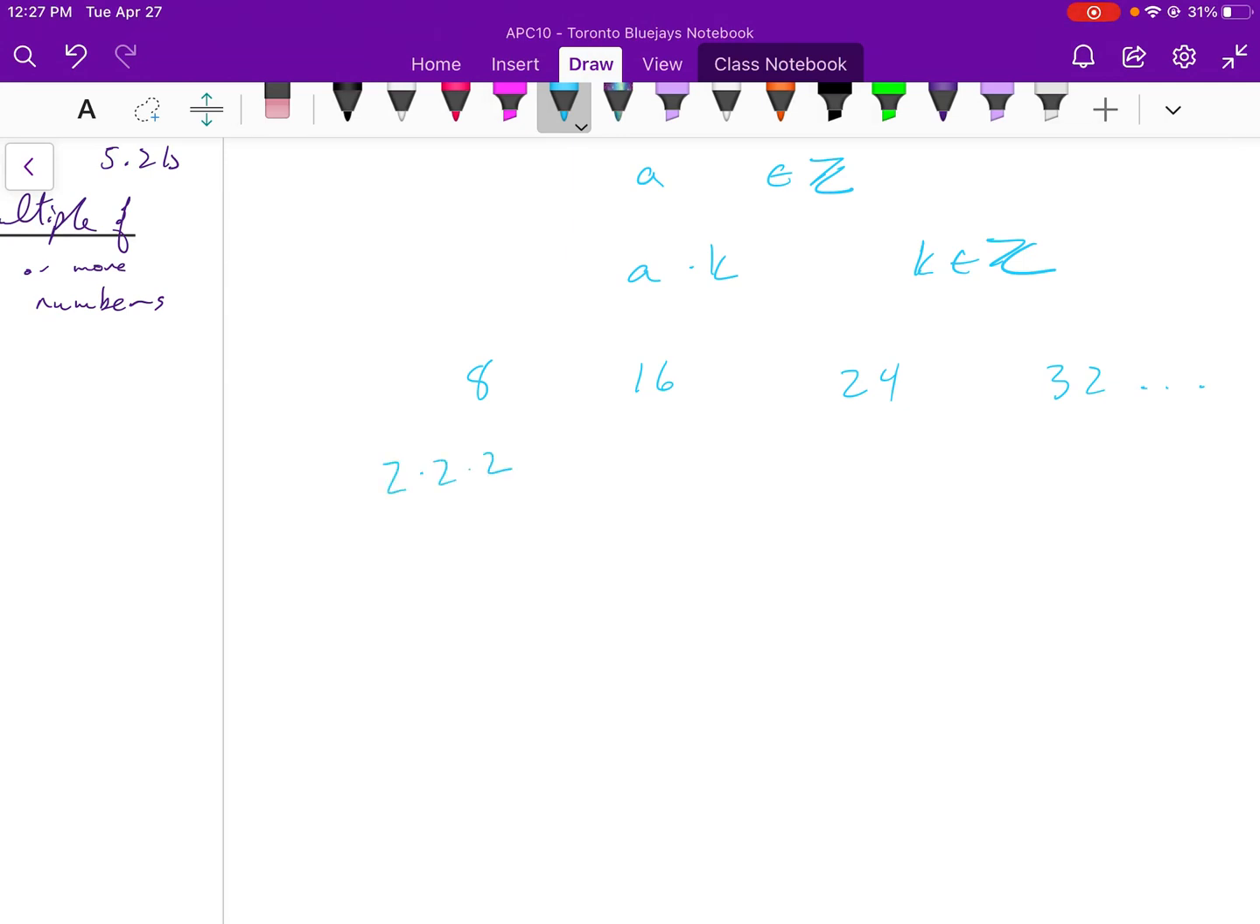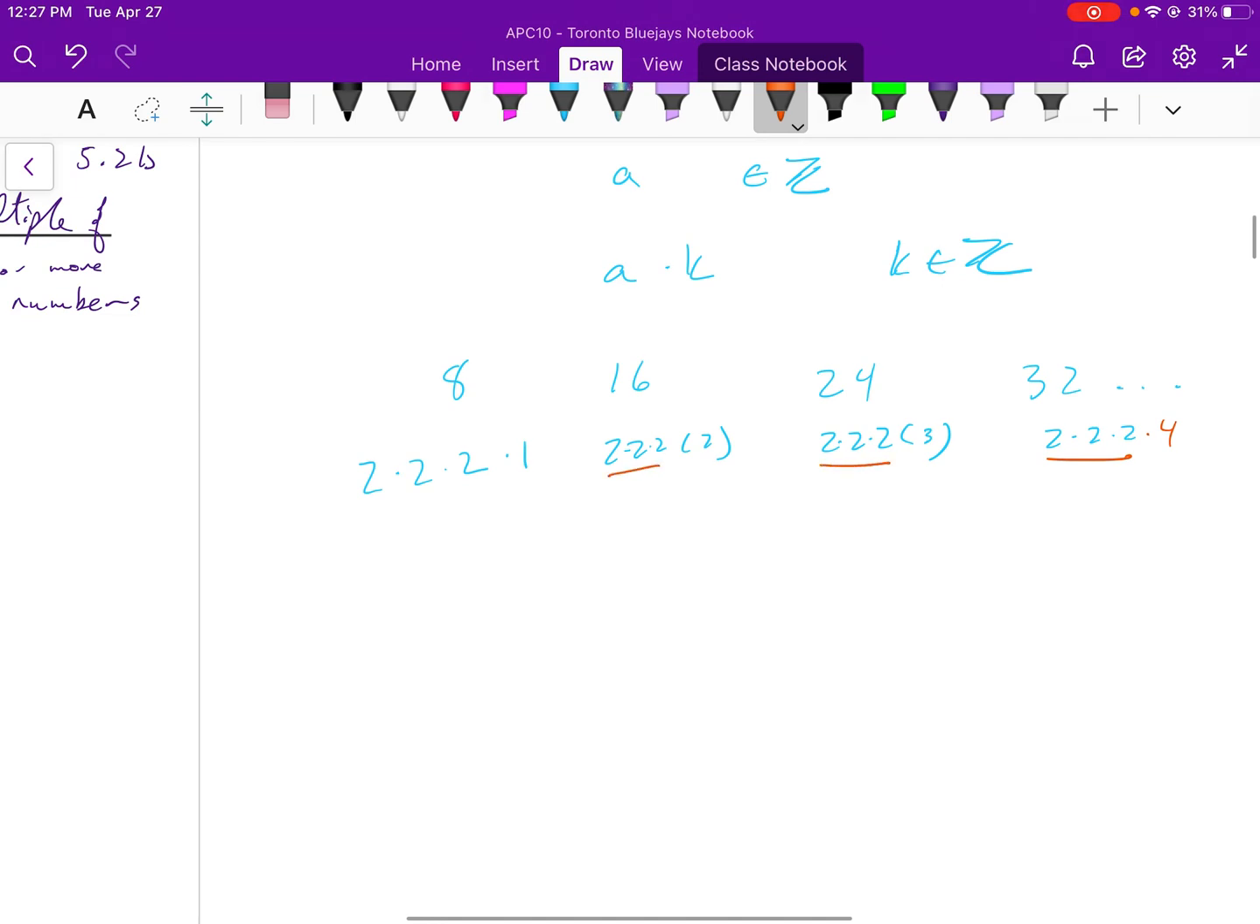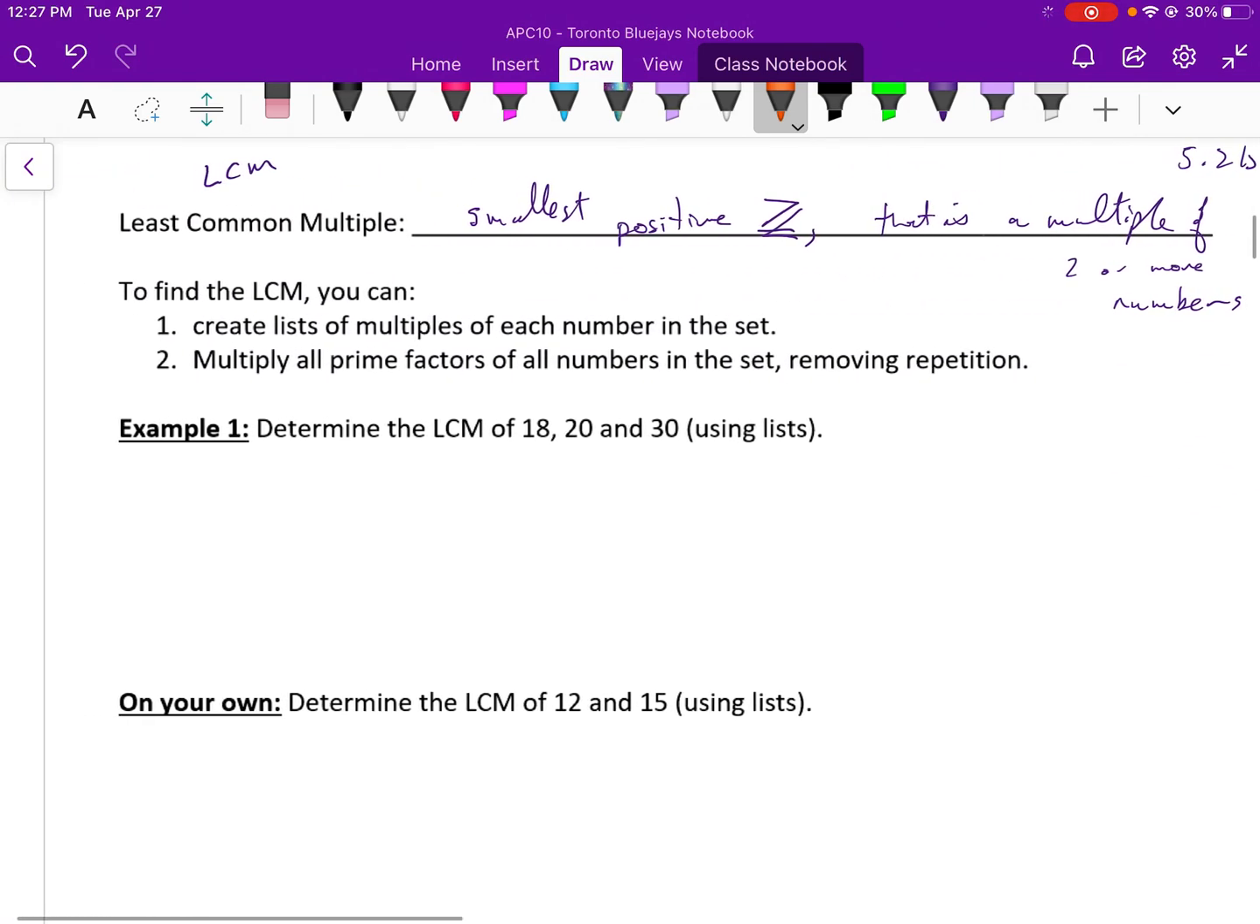Well, it's 2 times 2 times 2, just all the factors of 8, and then times 1. Then 8 times 2, 8 times 3, 8 times 4, where 2 times 2 times 2 is represented as 8. So it's really some number a multiplied by some integer. That's how we get multiples. So the multiples of 8 are 8 times 1, 8 times 2, 8 times 3, 8 times 4, etc.